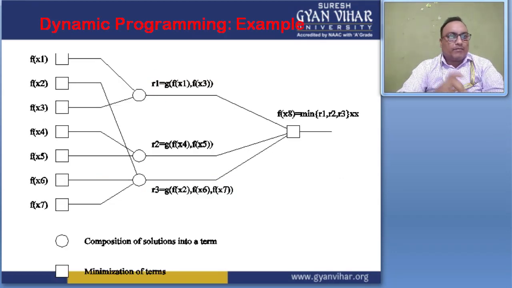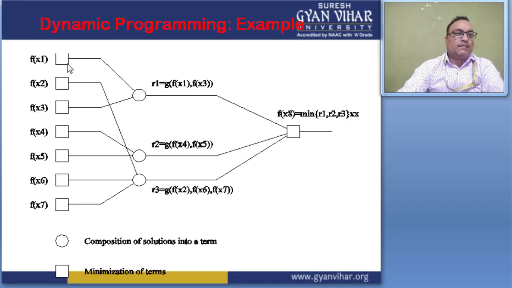This is the dynamic programming example. Here the square is the minimization of the term, and the circle shows the composition of solutions into a term. So fx1, fx2, fx3, fx4, fx5, fx6 and fx7 are the functions, and these functions are related to r1, r2 and r3, and these are all associated with fx8. This is the minimum function of r1, r2, r3.